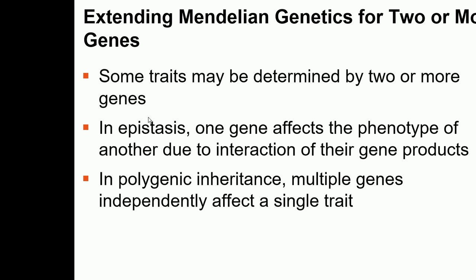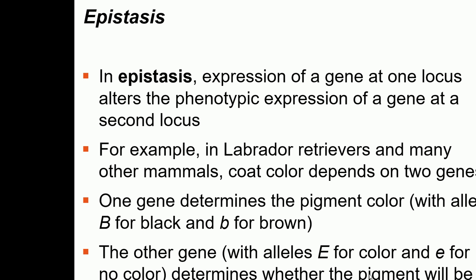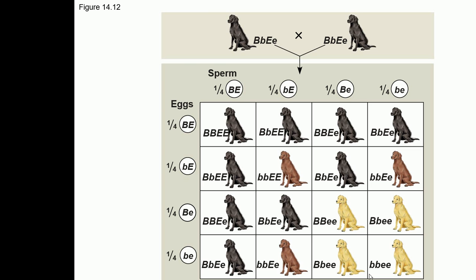That is called epistasis. And in polygenic inheritance, multiple genes are involved which affect a single trait. Polygenic inheritance: multiple genes independently affecting a single trait. Epistasis: one gene affects the phenotype of another due to the interaction of their gene products. Epistasis, I am going to explain with the help of an example. So here is the example of these dogs.